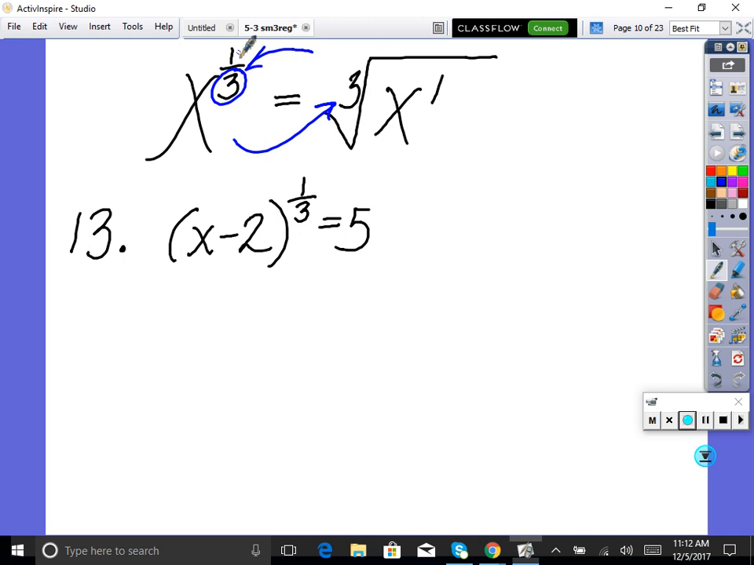So, look at 13. Here's what you're going to have to be careful of. Is all that stuff under the radical or is some of it not? Everybody look, because there's parentheses, isn't all that stuff under a cube root? And all that stuff is raised to the first power. So let's rewrite it. We have the cube root of x minus 2 to the first power. Same thing. That equals 5. And now do you see how it's no different than what we just did?